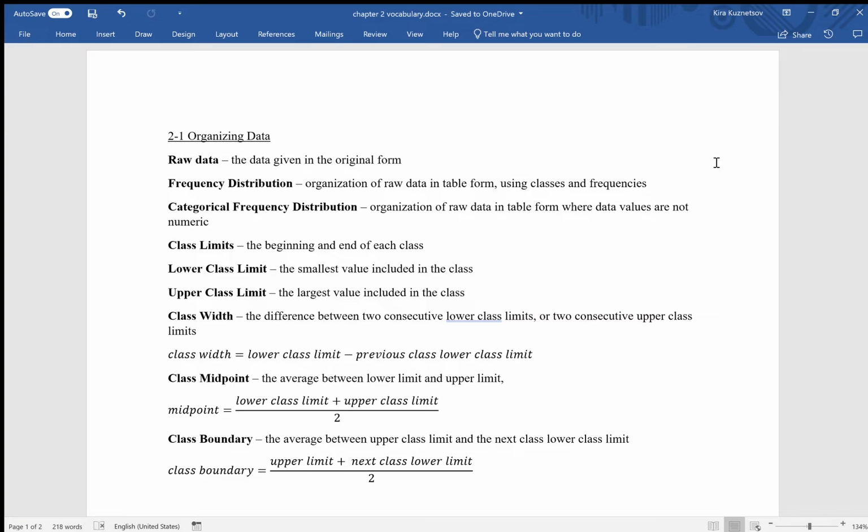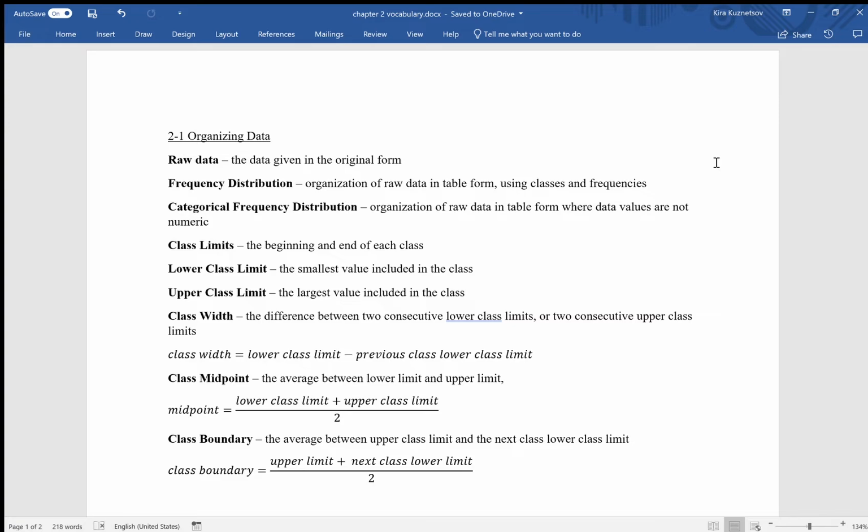Class limits. So you will see in the next examples that if you are breaking things down into frequency distributions, what you want to do is organize things by classes. A class limit is where all of the data points or numbers in your data set that you want to include in a specific class, from the very beginning to the very end. The lower class limit is the smallest value that you want to include in that particular class. The upper class limit is the largest value that you want to include in that same class.